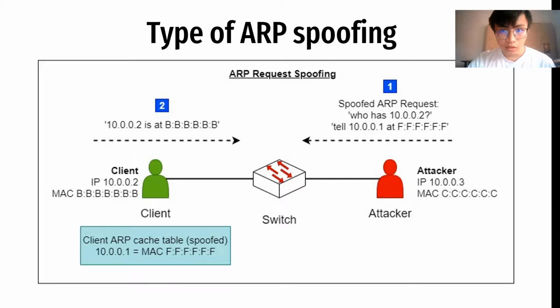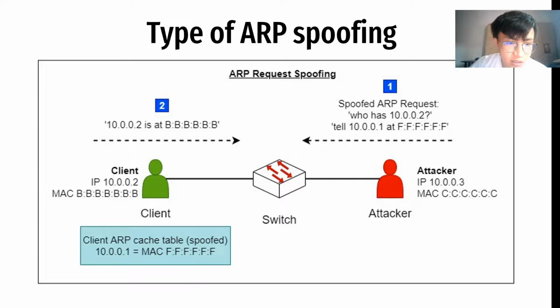So, the types of ARP spoofing. The first one is ARP request spoofing, which is ARP cache table poisoning using an ARP request. The attacker sends ARP request packets to the victims. This ARP request packet contains spoofed data to trick the victims. The victim believes that the sender of the ARP request packet was the host 10.0.0.1. Therefore, the victim caches the information from the ARP request packet into its own ARP cache table.